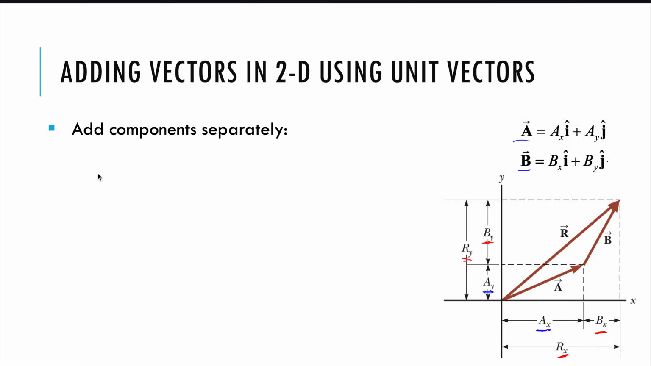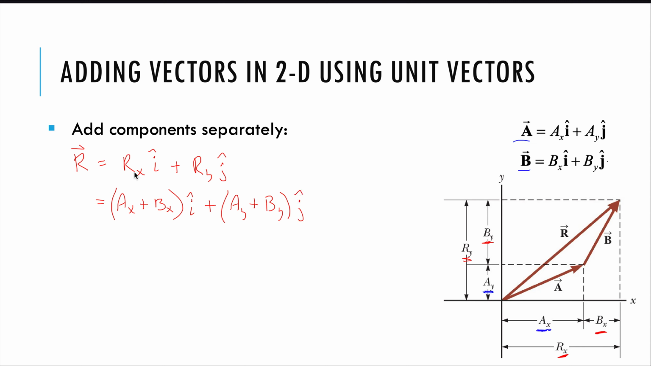So to find r, we're going to have Rx in the x direction: Rx i hat plus Ry j hat. And to get Rx, we just do Ax plus Bx, followed by the i hat to specify the x direction. And then we're going to have Ay plus By followed by j hat to specify the y direction.